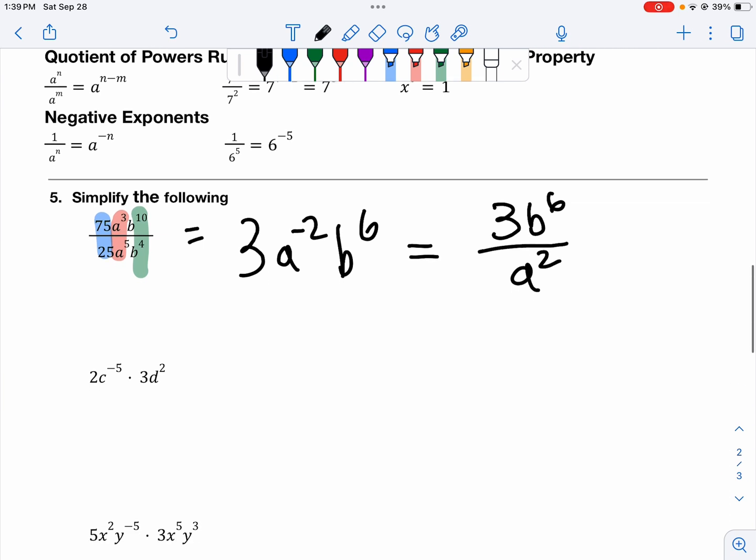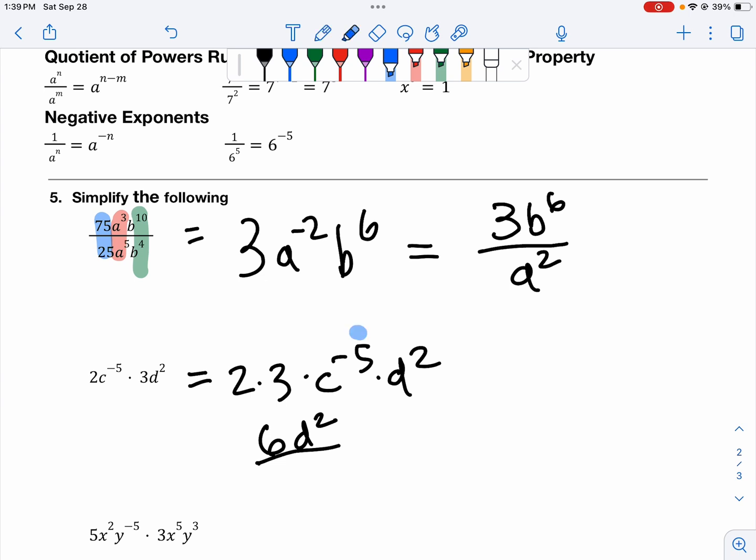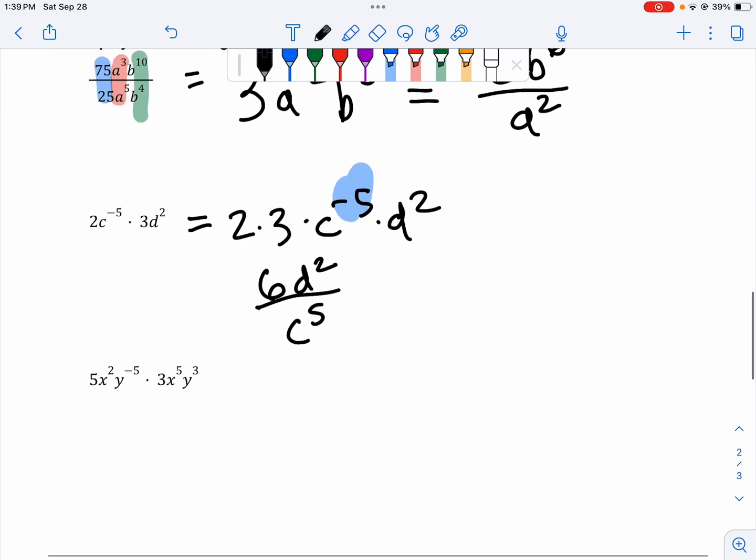Okay, this next one's weird. Well, I'm going to rewrite some things. So 2 times 3 times c to the negative 5th times d squared. Well, 2 times 3 is 6. And then d squared can stay in the top. But this negative 5's got to go away. So we got to put that in the bottom. So that's our equivalent answer. 6d squared over c to the negative 5th. Or sorry, c to the 5th.